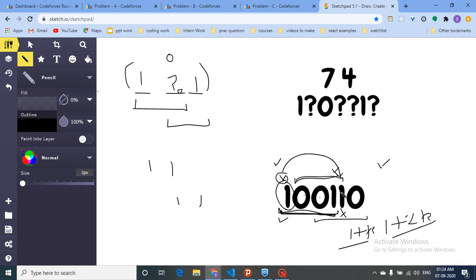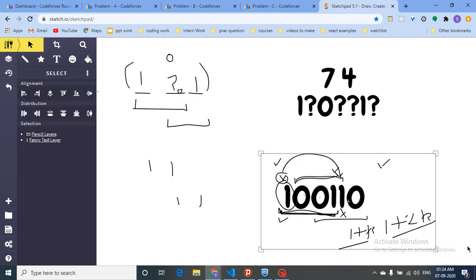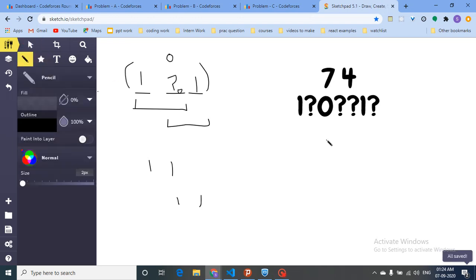So this is 1, so this should also be 1. So that's the first logic you have to understand. Now what you can do in this string here is first mark out a string of size 4. This is a string of size 4.